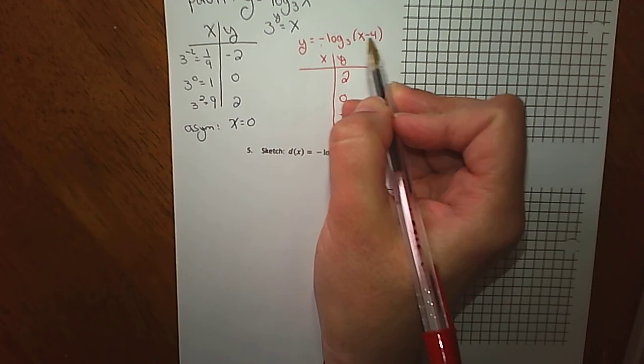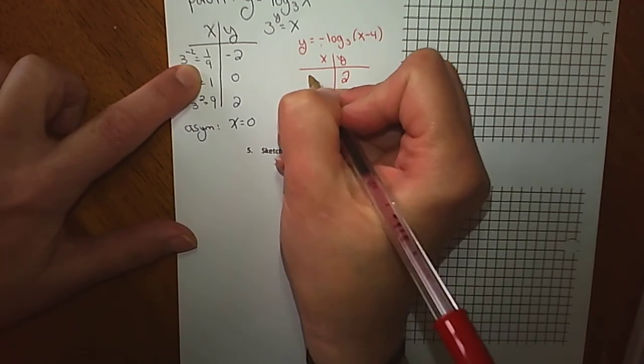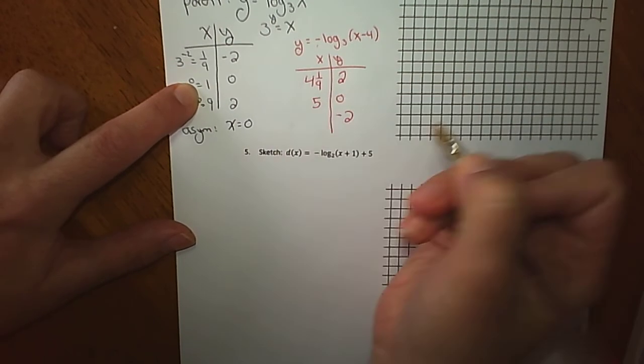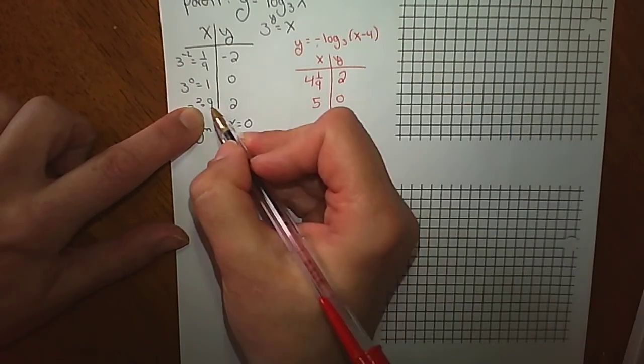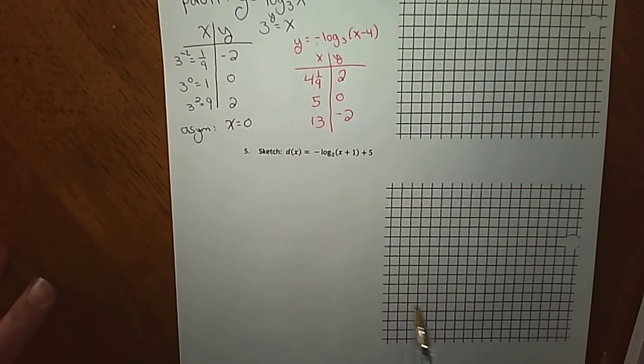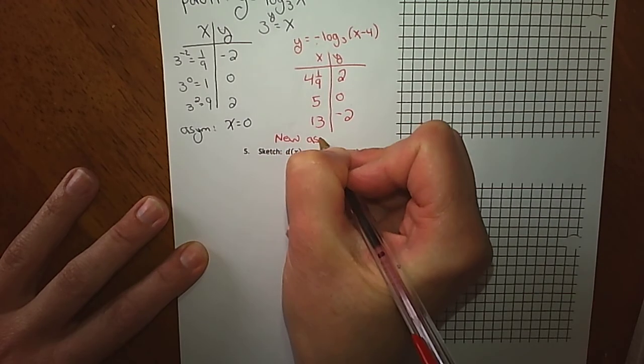Then I'm going to go to the x's and add on 4. So this will be 4 and 1/9. This will be 5, and then add on 4 to that, will be 13. So this is what we're going to graph now, but next I want to get the new asymptote.